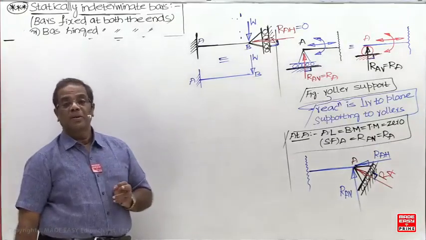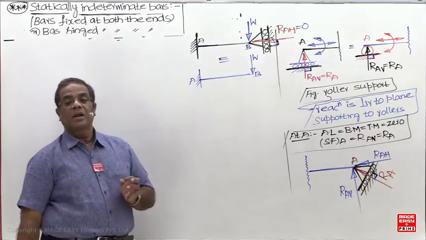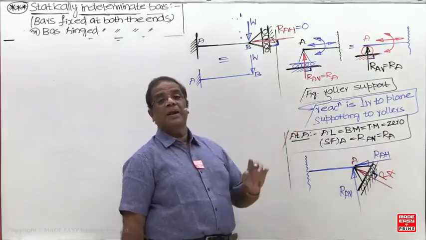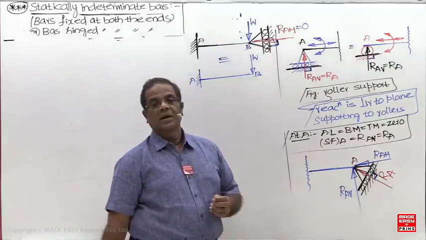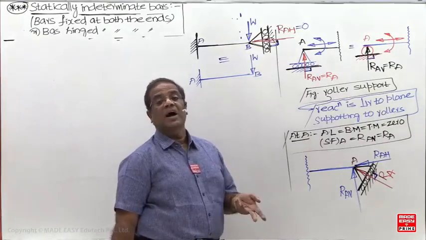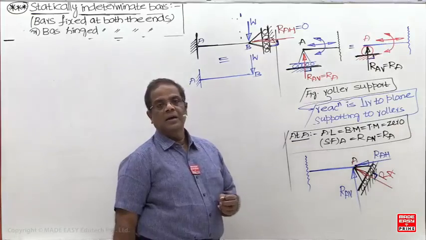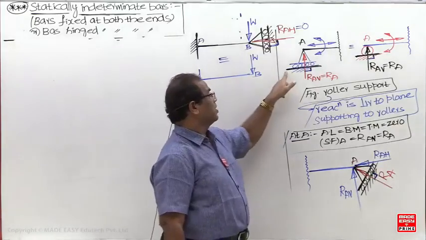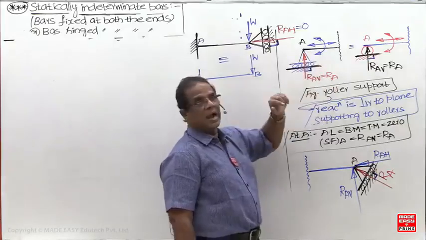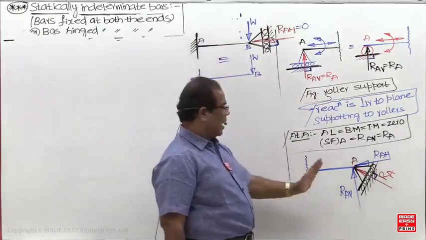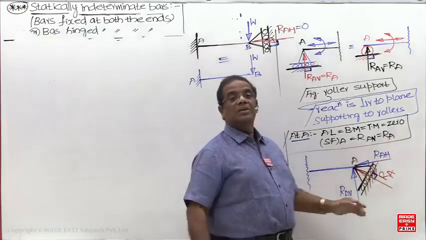How is it possible? Sir, in a roller support the reaction is always perpendicular to the plane supporting the rollers. Hence it becomes either horizontal or vertical or inclined, depending upon the plane supporting the rollers. Here, the plane supporting the roller is parallel to the axis of the beam. Here the plane is perpendicular to the axis of the beam. And here it is inclined to the axis of the beam.